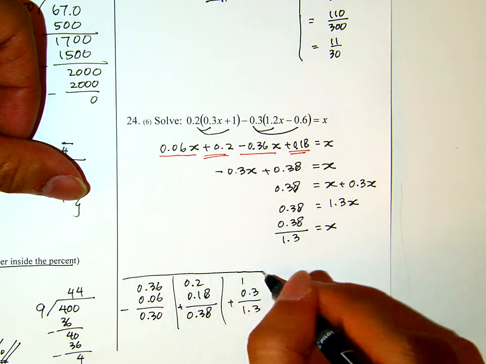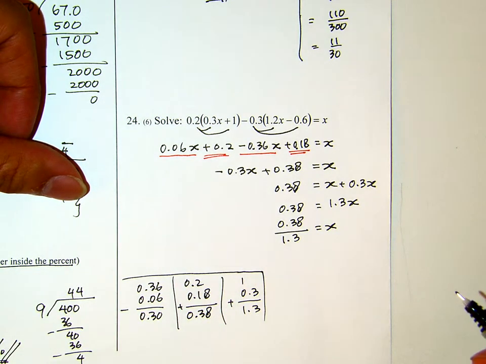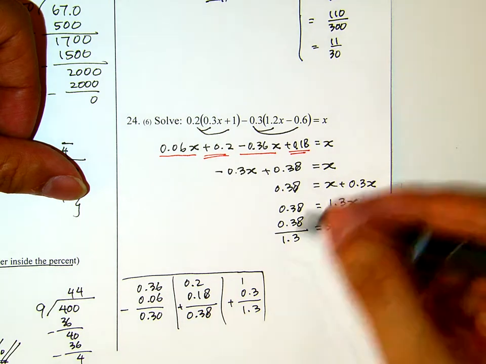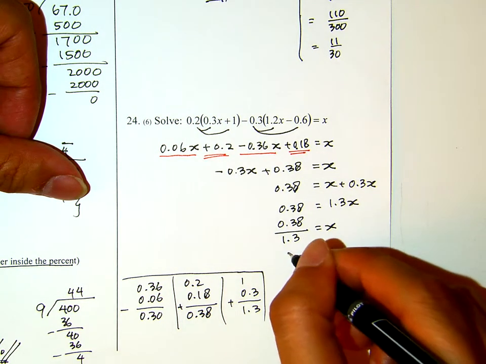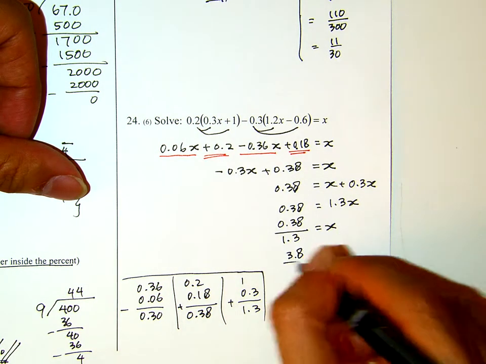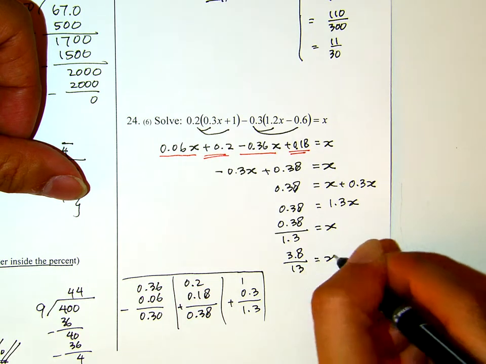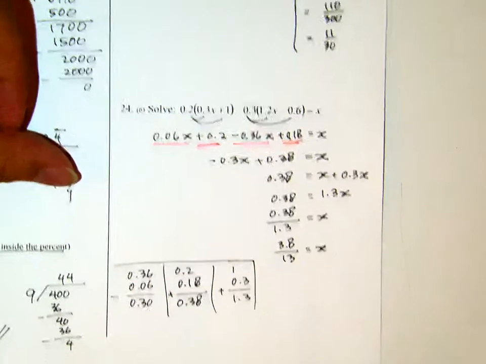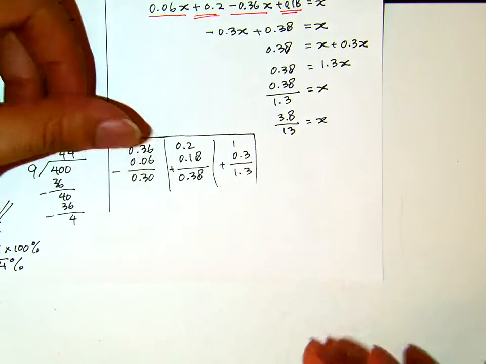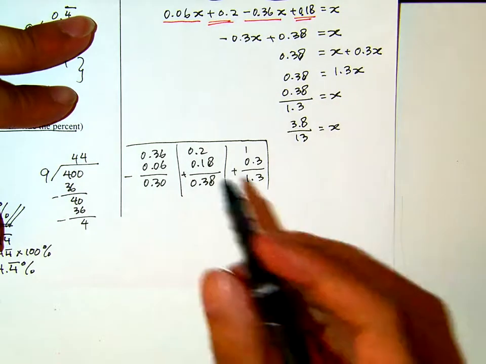Now from here, it depends on what you're going to do. Do you want to make it into decimal or fraction? Let's try to make it decimal first. I move the decimal point once to the right. That's 3.8 over 13 equals x. And when I try to divide this, it will be a long decimal. Let me do it here.